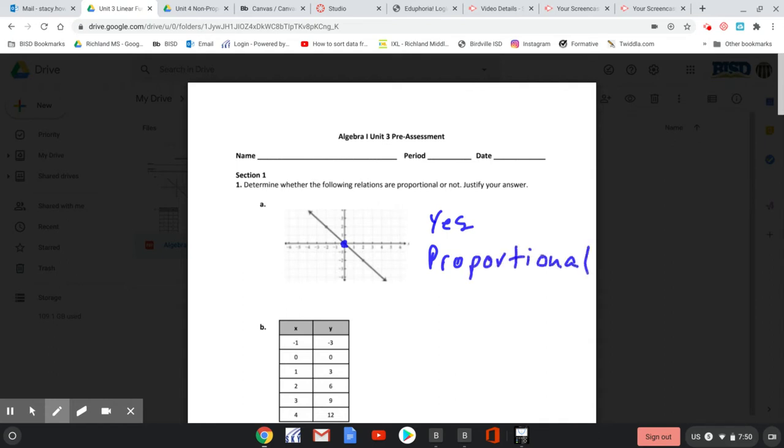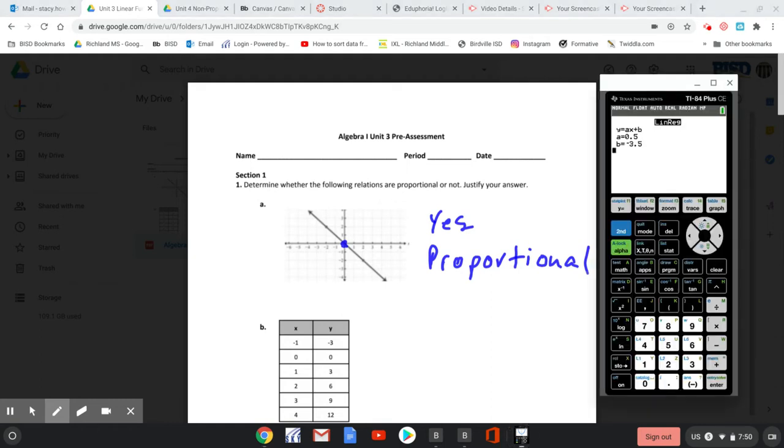Okay, the next one is a table, so we need to put that in stat edit. So I'm going to hit stat, enter, and let's put in the x is -1, 0, 1, 2, 3, and 4. Okay, tab over, up. I'm going to put in -3, 0, 3, 6, 9, and 12.